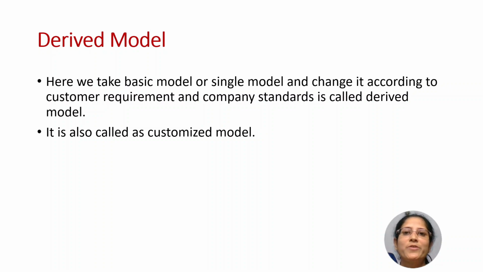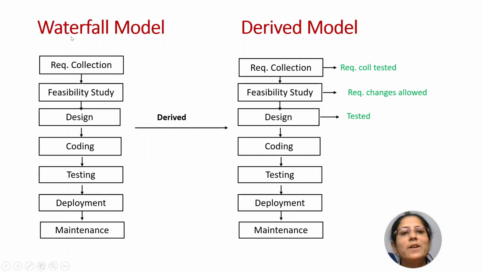Let's understand this in brief. So here I will take my basic model as the waterfall model. If you remember, I explained that in the waterfall model we have a total of 7 phases: requirement collection, feasibility study, design, coding, testing, deployment and maintenance. So we'll take this waterfall model as a basic model, derive from it, and make it a derived model.